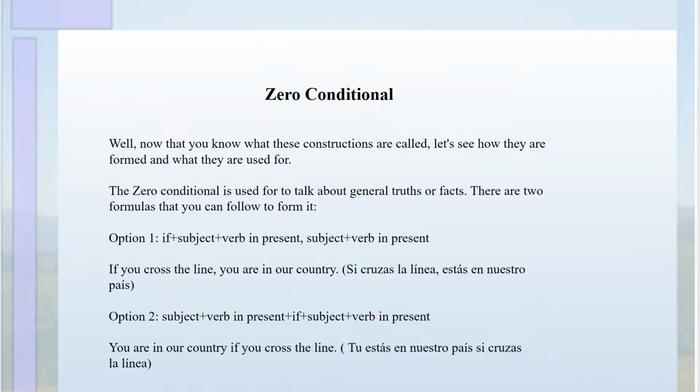For example, if you cross the line, you are in our country. Si cruzas la línea, estás en nuestro país. Option 2: subject plus verb in present plus if plus subject plus verb in present. For example, you are in our country if you cross the line. Tú estás en nuestro país si cruzas la línea.